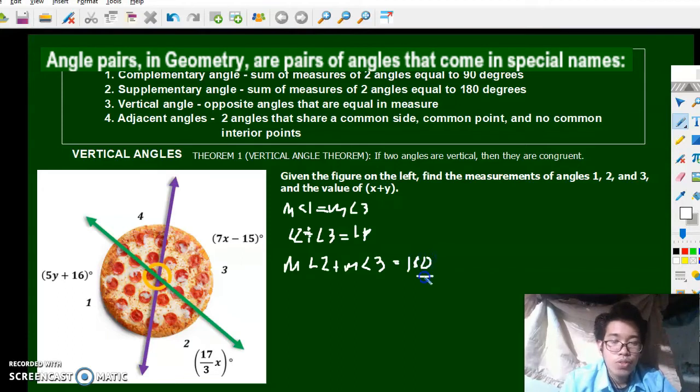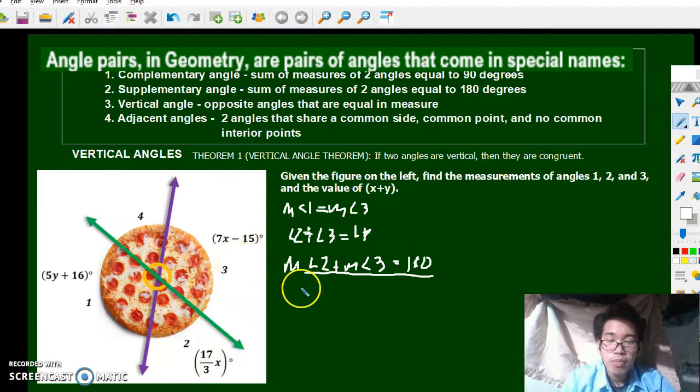Now we have this formula. Angles 1 and 2 are also linear pairs, but we can't equate them because angle 2 has an x and angle 1 has a y, so we won't be able to get anything out of that. But for the measures of angle 2 and angle 3, we both have x's here: 17 over 3x and then 7x minus 15.